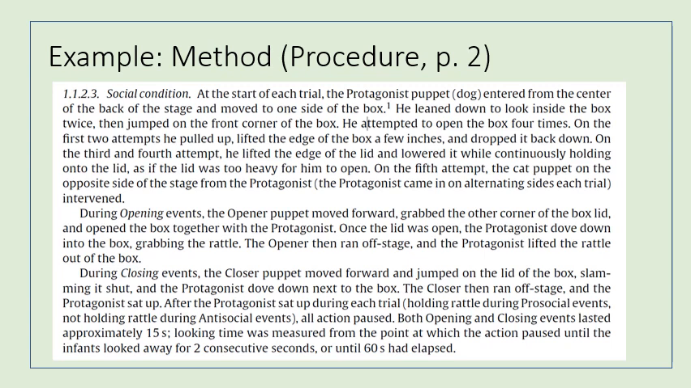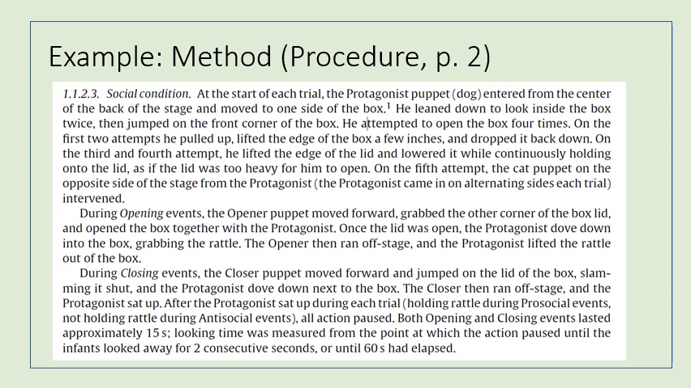of the stage and moved to one side of the box. He leaned down to look in the box twice, then jumped on the front corner of the box. He attempted to open the box 4 times. On the first 2 attempts, he pulled up, lifted the edge of the box a few inches, and dropped it back down. On the 3rd and 4th attempt, he lifted the edge of the lid and lowered it while continuously holding onto the lid, as if the lid was too heavy for him to open.